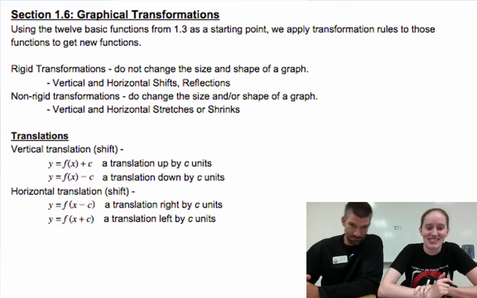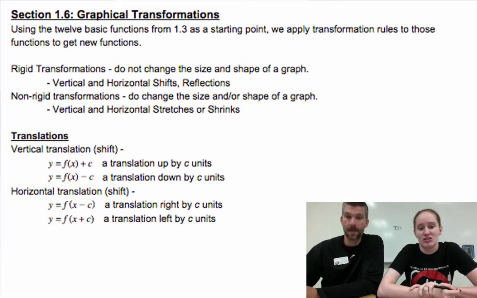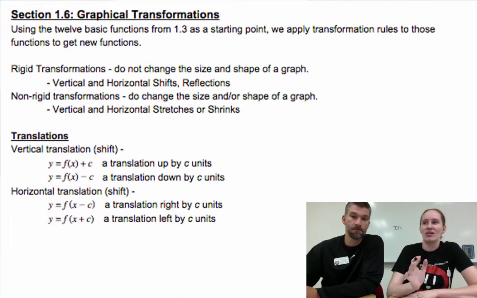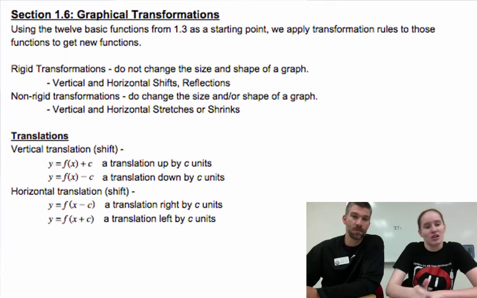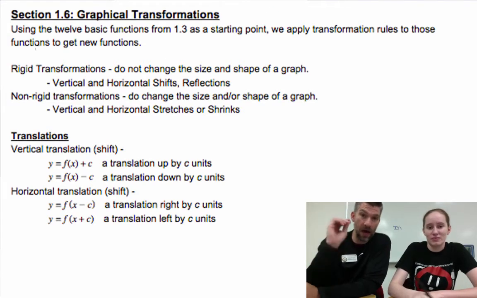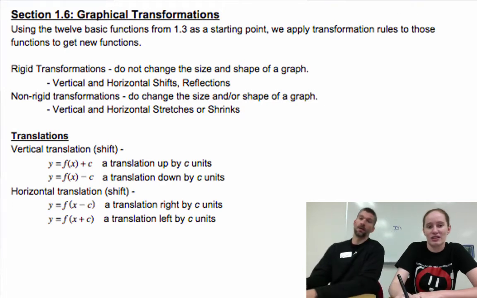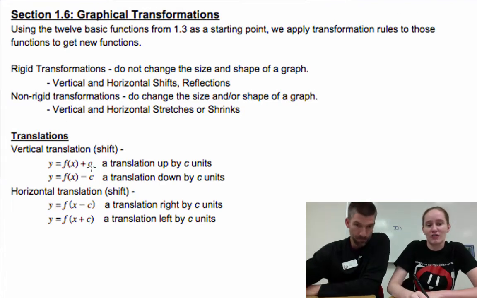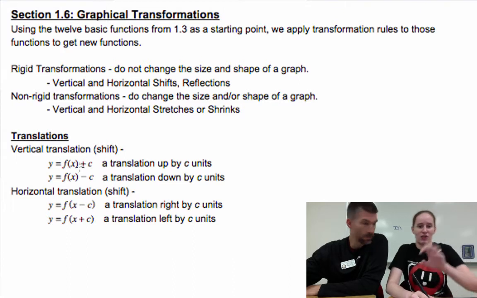All right. Translations. You can translate vertically, which is up and down. You can translate horizontally, which is left and right. And the important thing to know is every single time you do this, these rules will happen. So if your number, okay, we have this f of x thing here.